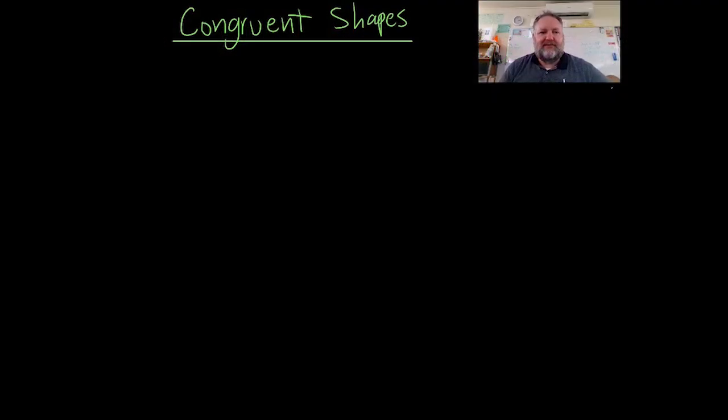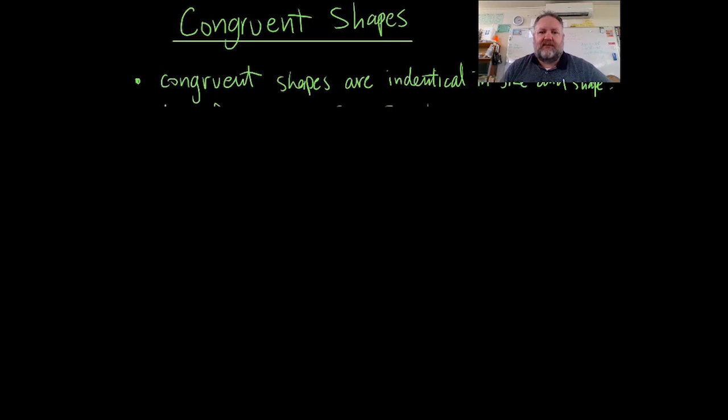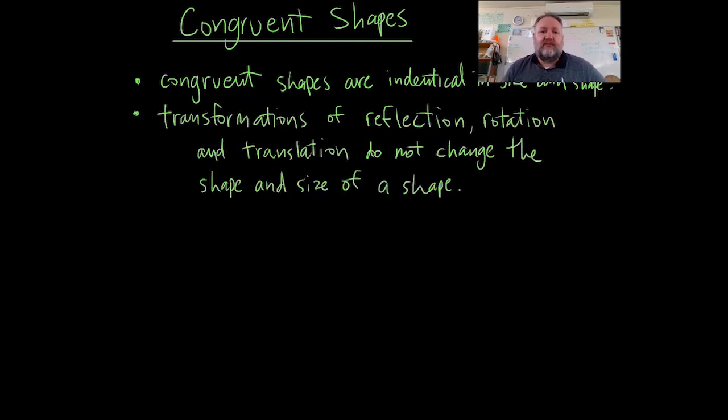Okay, so let's talk about congruent shapes. Congruent shapes are shapes that are exactly identical in size and in shape. That doesn't mean that they have to be orientated in exactly the same way, because there are some transformations that we can do to shapes that don't affect the congruency of the two shapes.